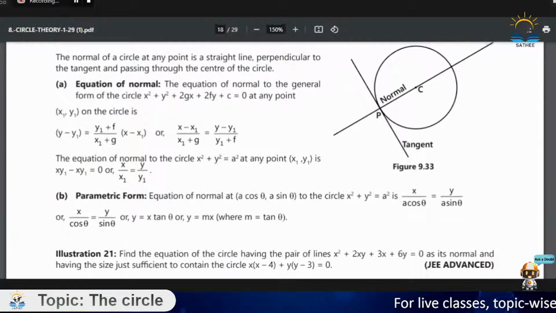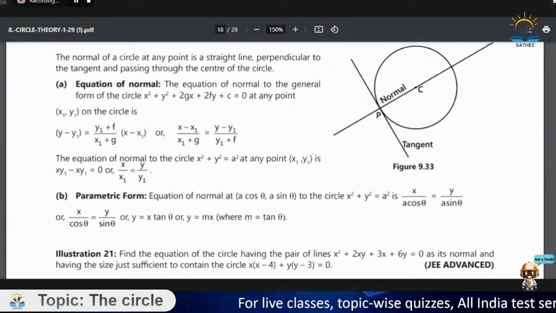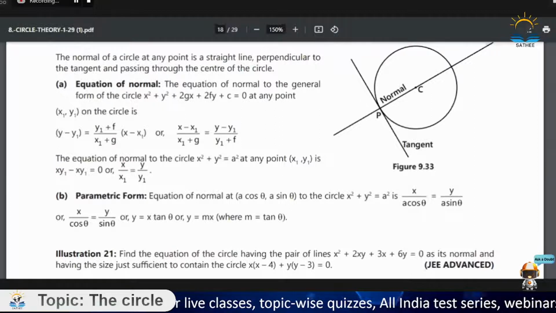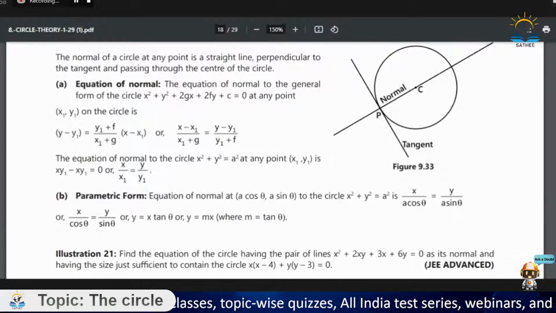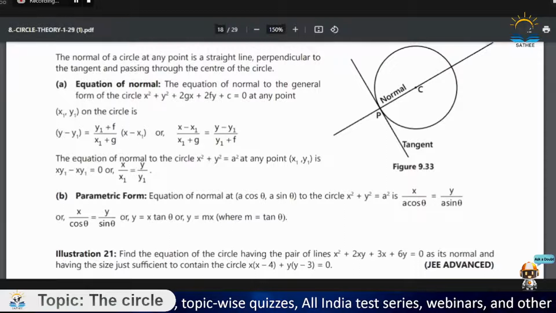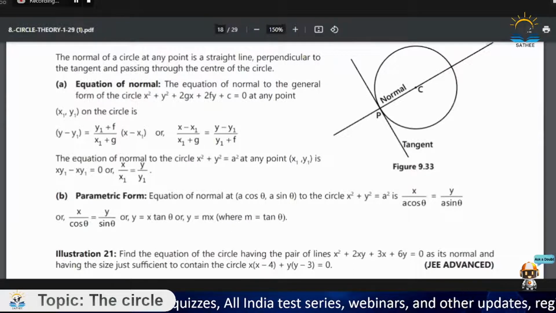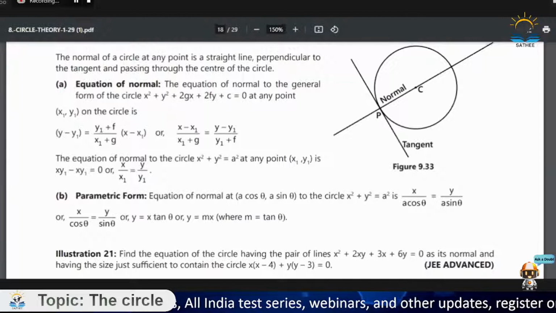The parametric form says that suppose there is a point a cos theta comma a sin theta on the circle, and we have been given the circle's equation as x square plus y square is equal to a square. Then the normal's equation would be x by a cos theta is equal to y by a sin theta. So how do we come to this equation?